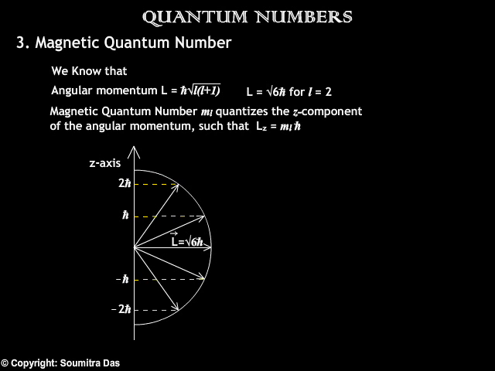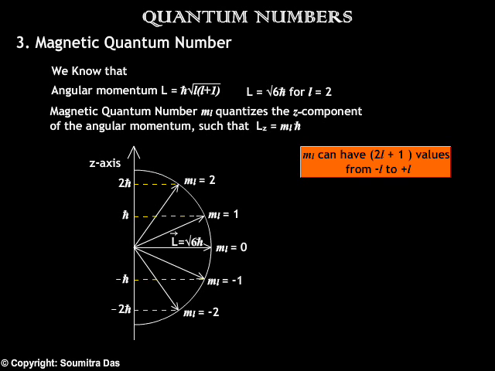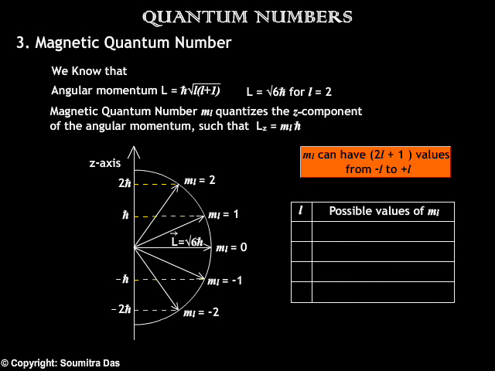This gives rise to magnetic quantum numbers from plus 2 to minus 2. Thus we see that ml can have integral values ranging from minus L to plus L. That is, when L equal to 0, ML equal to 0; when L equal to 1, ML equal to minus 1, 0, plus 1; when L equal to 2, ML equal to minus 2, minus 1, 0, plus 1, plus 2; when L equal to 3, ML equal to minus 3, minus 2, minus 1, 0, plus 1, plus 2, plus 3.